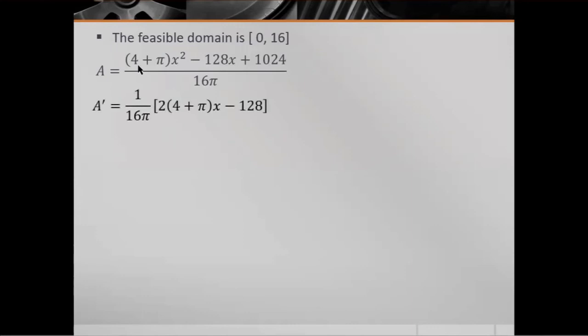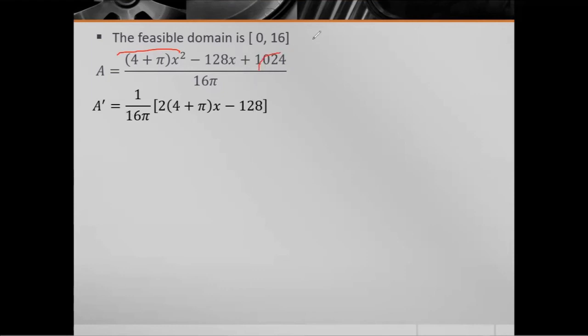Then, ang gagawin natin, pwede natin i-factor out na yung 1 over 16π. The same lang naman. Tapos, kinuha natin yung derivative, no? So, ang derivative nitong 4 plus π x square, bababa lang yung 2. Kaya nagkaroon ng coefficient na 2 times 4 plus π x. Then, minus, ang derivative ng negative 128x ay negative 128. Then, ito ay 0 na to, constant na yan.